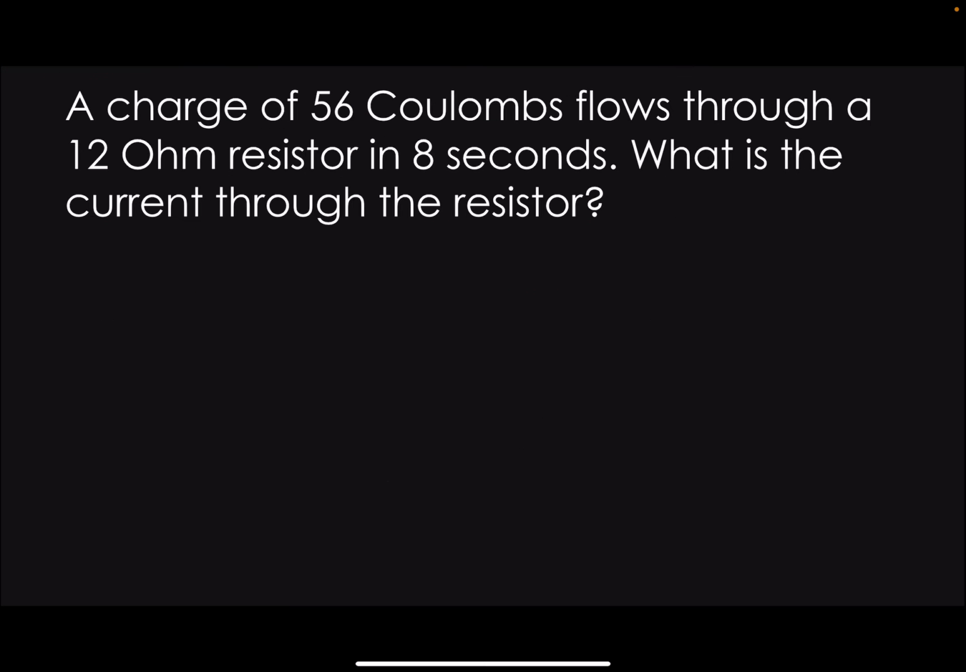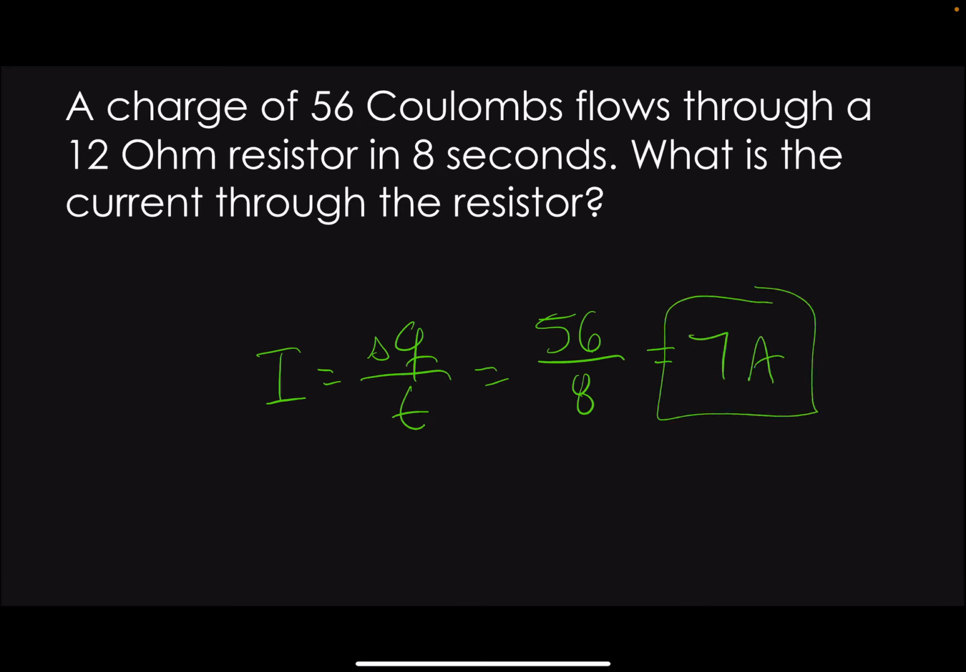So we can do that real quick. If we have 56 coulombs flowing through a 12 ohm resistor in 8 seconds, what is the current through the resistor? Well, I is equal to change in charge, the amount of charge flowing through, divided by the time. We have 56 coulombs flowing through in 8 seconds. And so 56 divided by 8, of course, is 7. And so that's our answer. We don't care about the resistor, at least in this question.